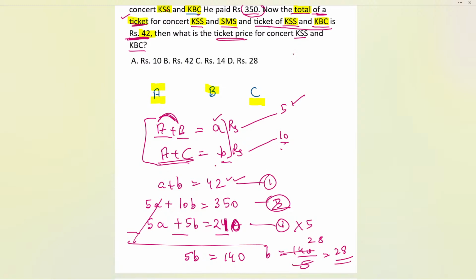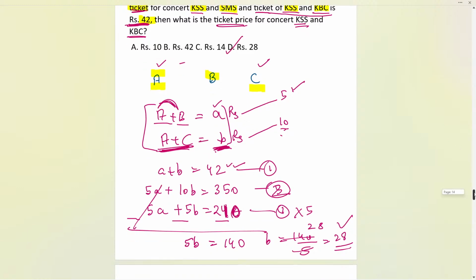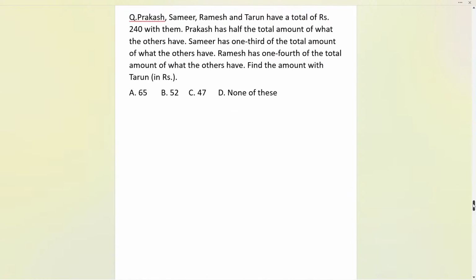We need the ticket price of the Kapil Sharma show, which was the first one, and the KBC, which was the last one. So what is that? B. So B we need over here, that is 28 is the answer, D is the answer. Next question over here. 1 minute to go. Try it yourself, you have 1 minute.